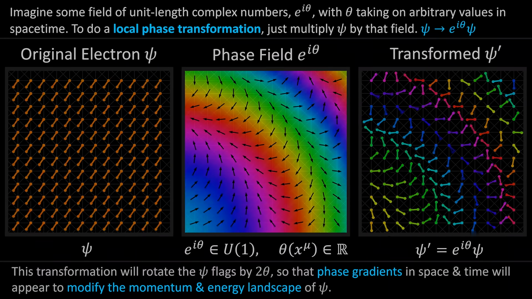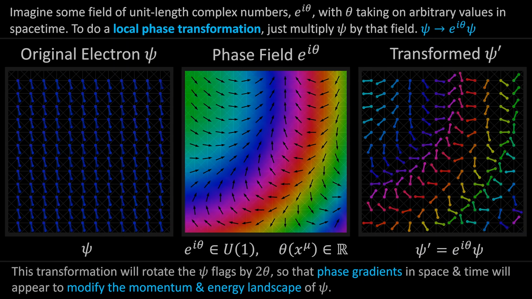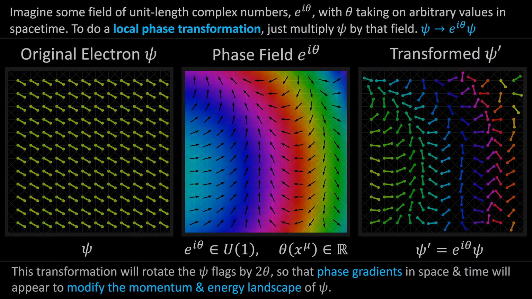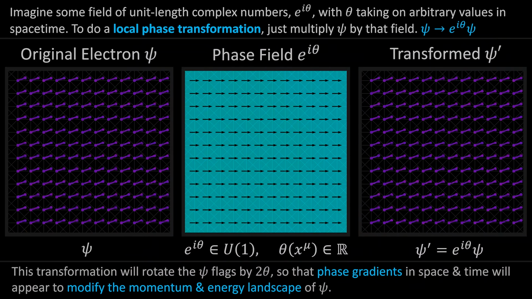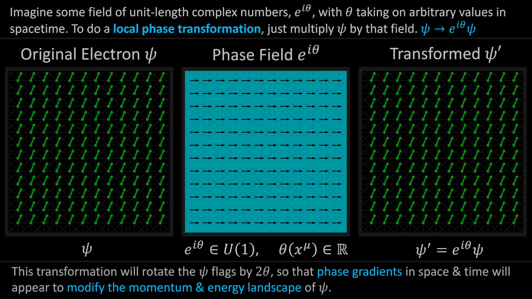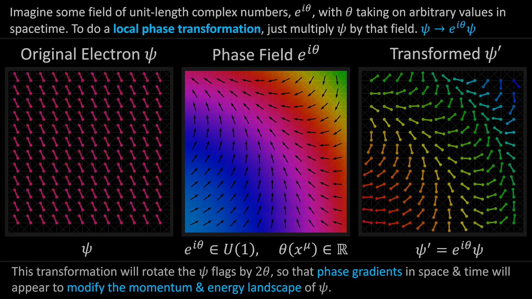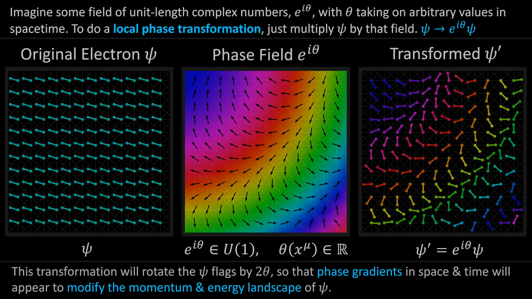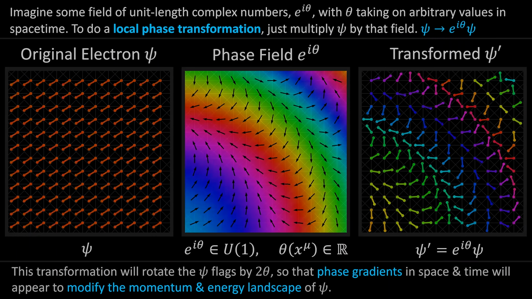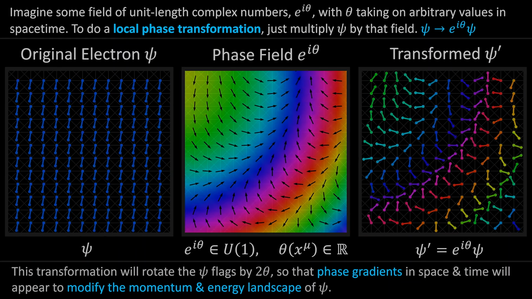Okay, so the key insights of these animations are that when we do a local phase transformation on psi, gradients in the theta field, both in space and in time, will change the momentum and energy of the particle respectively. This can be stated more elegantly from a relativistic perspective. The Fourier gradient of the theta field changes the Fourier momentum of the particle.